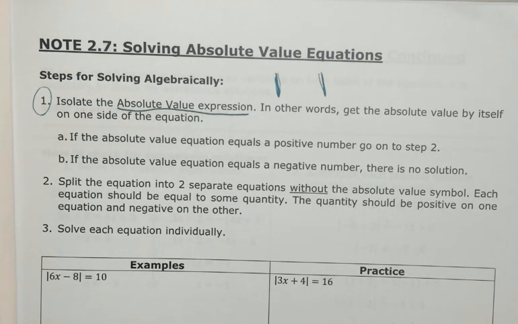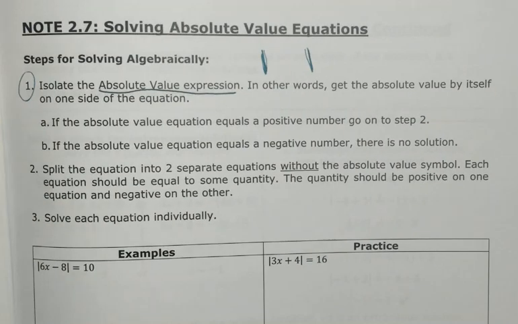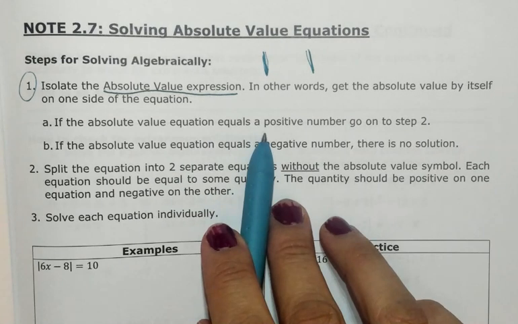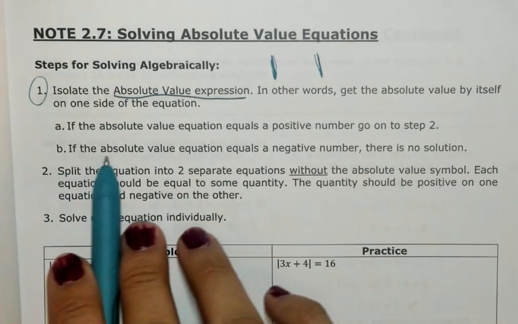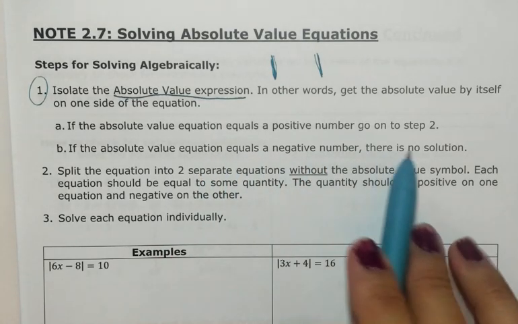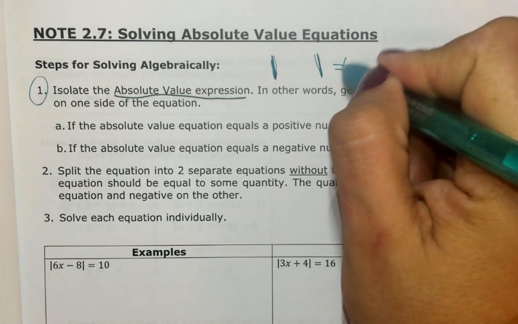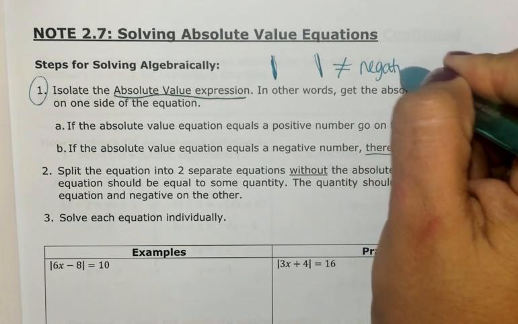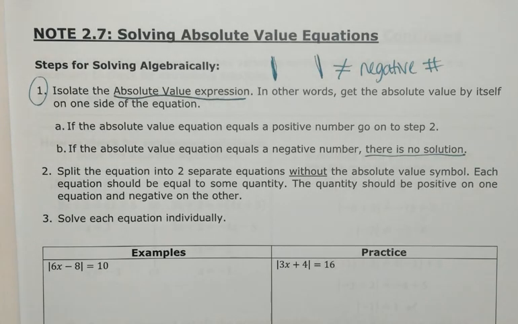You cannot proceed separating the two equations like you did over here previously. You need to first make sure you have the absolute value expression by itself. If the absolute value equation equals a positive number, you're going to go to step 2, which is right here. If the absolute value equation equals a negative, you need to understand that there is no solution. An absolute value can never equal a negative number. Your absolute value should always be positive.